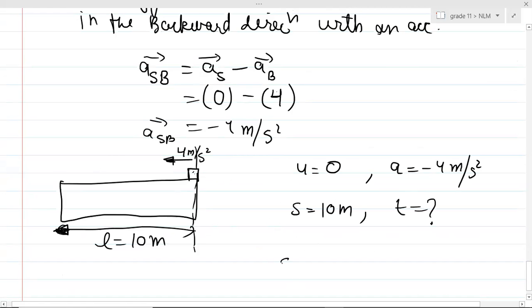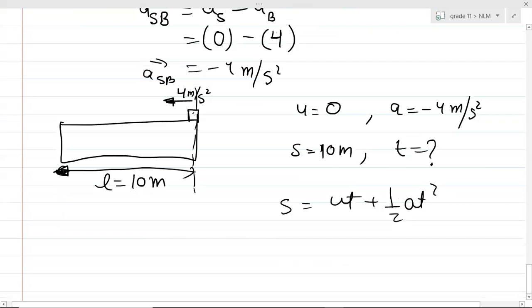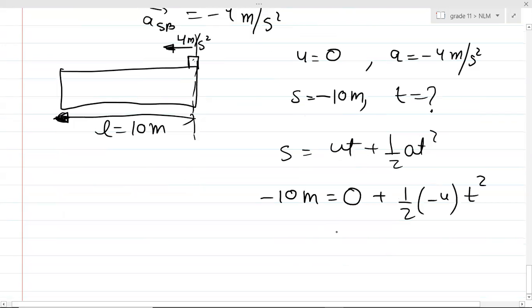So S is equal to ut plus half at square. And S, please remember, displacement will be minus 10 meter. Why? Because it is going in the backward direction. Minus 10 meter should be equal to 0 plus half into minus 4 into t square. So from here, t will be equal to under root of 5 seconds. And that's the answer to your problem.